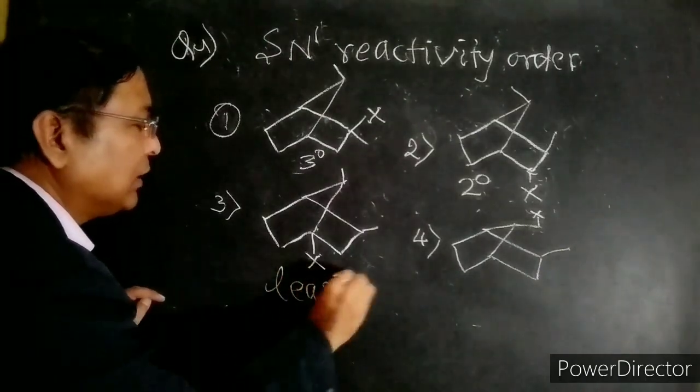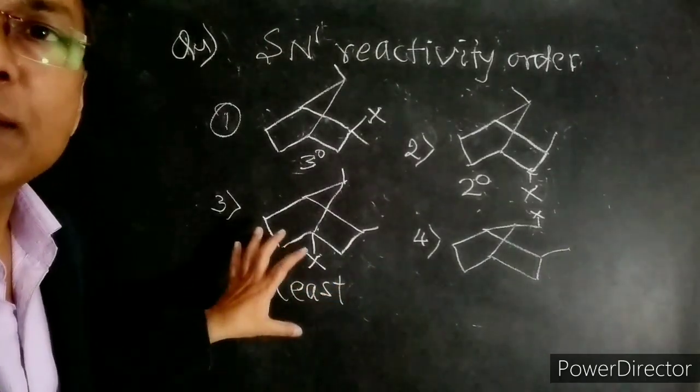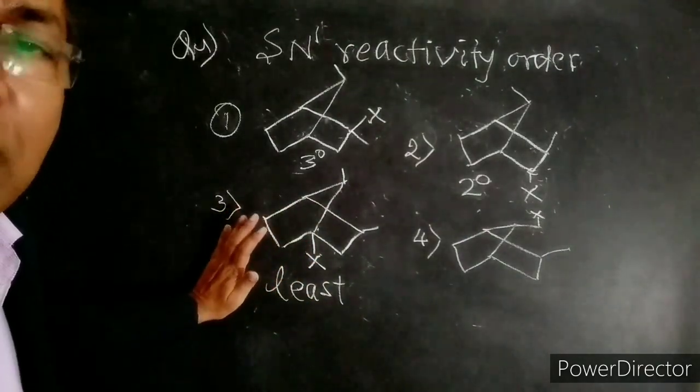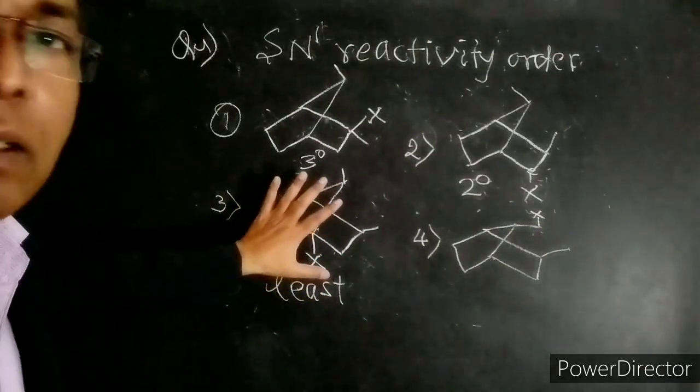We should not consider it. We have to keep this molecule at the end. It will not undergo either SN1 or SN2. So it has least priority.